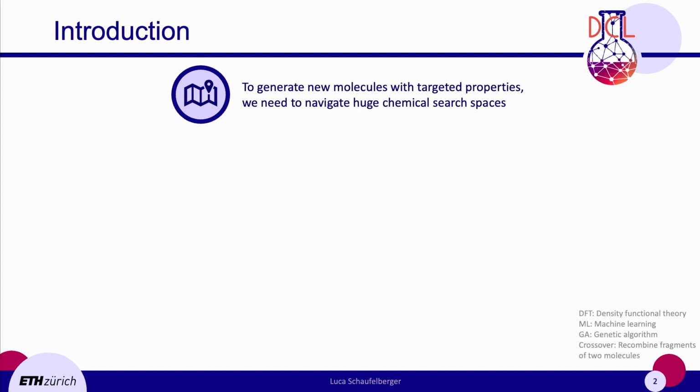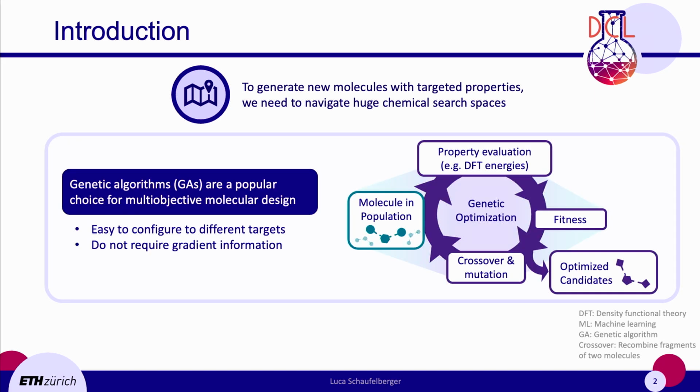So when we want to generate new molecules that have targeted properties, we need to navigate huge chemical search spaces. And among all of the methods that exist out there for doing that, genetic algorithms have been really popular over the last years and even decades. They're popular for several reasons. Two of them are that they're really easy to configure to different targets, and they don't require any gradient information for the optimization. How genetic algorithms work is that you start off with your molecule population.